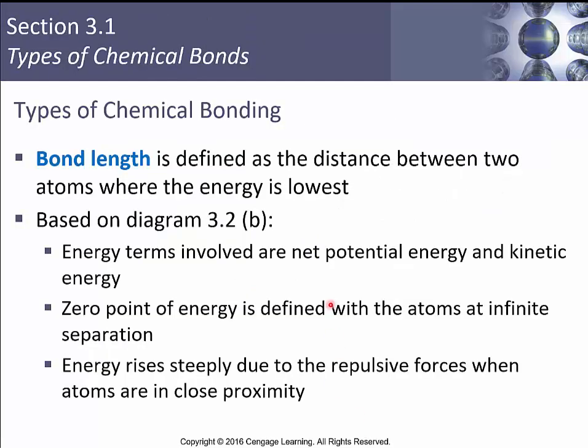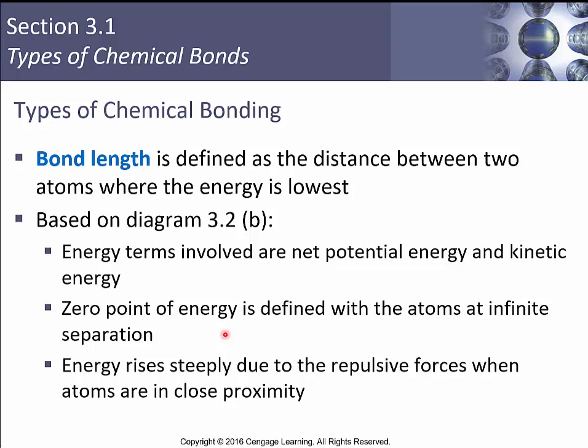Our bond length is defined as the distance between two atoms where the energy is lowest. So if you look back at that previous figure, the energy is in terms of net potential energy and kinetic energy. The zero point of energy is defined when the atoms are at infinite separation. If you take that nucleus and move it all the way apart from the other hydrogen nucleus, we've got no energy. If they're infinitely far apart, there's no attraction to each other.